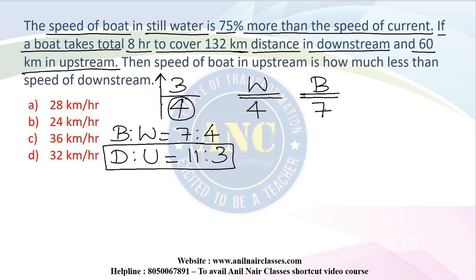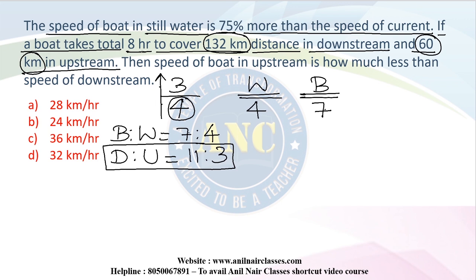Why can we not write it? Because the distance downstream is 132 and the distance upstream is only 60 kilometers. So the distance is not constant. Only when the distance is constant are speed ratio and time ratio inversely proportional, not when the distance is not constant.